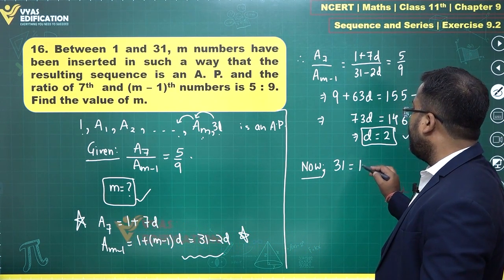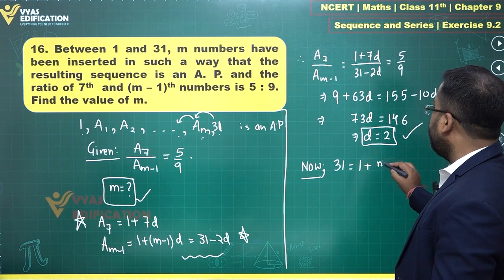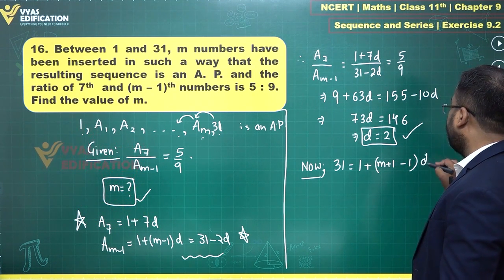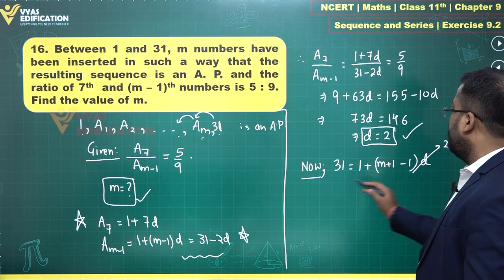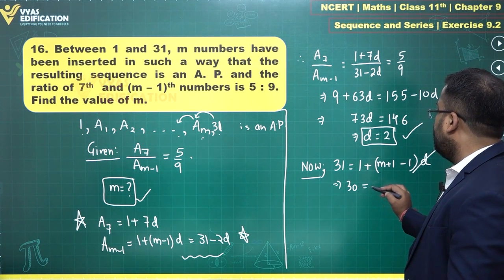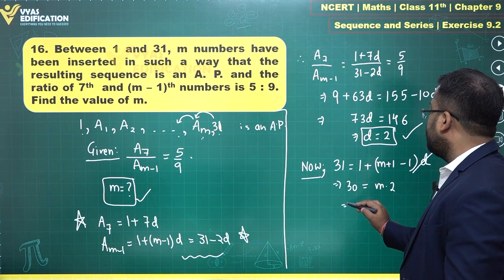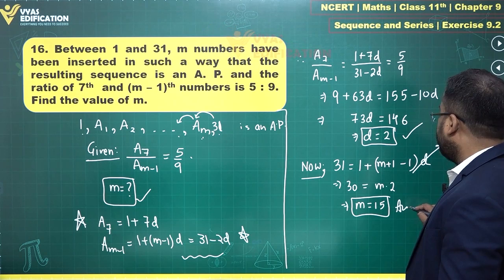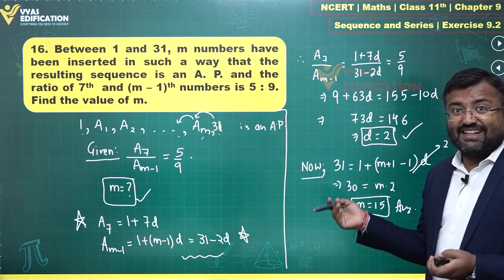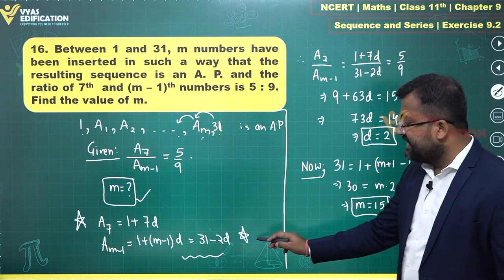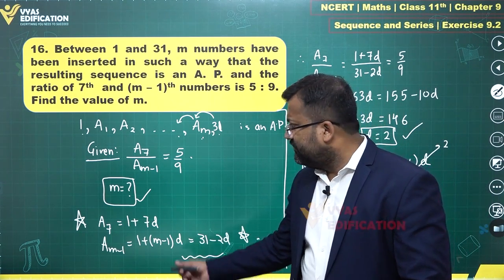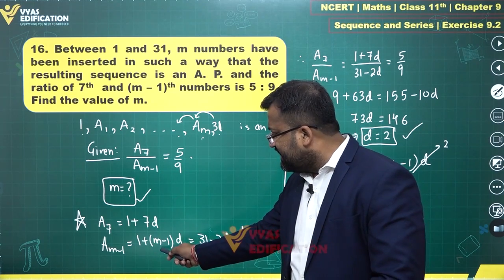31 is equal to 1 plus (m plus 1 minus 1) times d, which is 2. D is 2. That tells me 30 is equal to m times 2, which tells me m is equal to 15. Is the correct answer for this question number 16th, as you can see over here. This is the important key. Otherwise, we can get one relation between m and d using this and this.